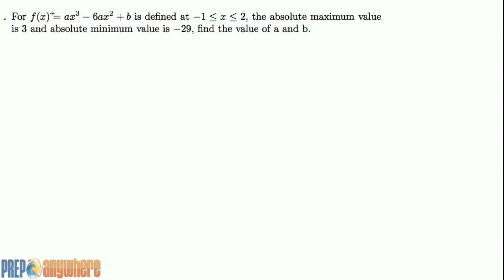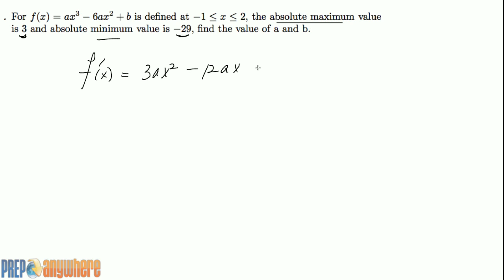Okay, so we're given a function, and it says it's defined from -1 to 2, and it contains an absolute maximum value of 3, and absolute minimum value of -29. Okay, so we need to first consider the first derivative, and let's do that. Let's find what that is. Symbolically, you get 3ax squared minus 12ax, okay, and the b is gone.